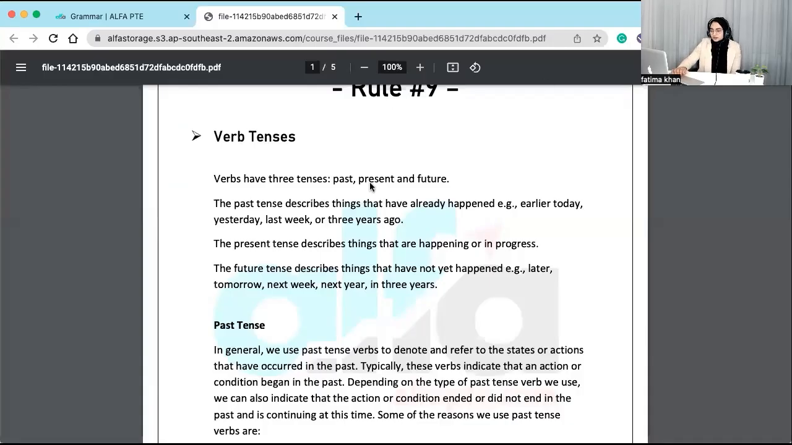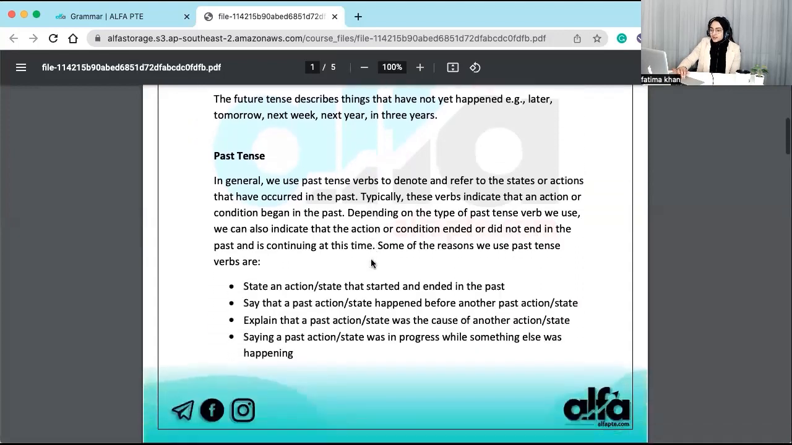Okay, so present tense describes anything that is happening or in progress, and past tense describes anything that has happened earlier: today, yesterday, a year ago, 3 years ago, and stuff like that. Okay, anything that happened in the past. And future is something that has not yet happened. So let's go to past tense.